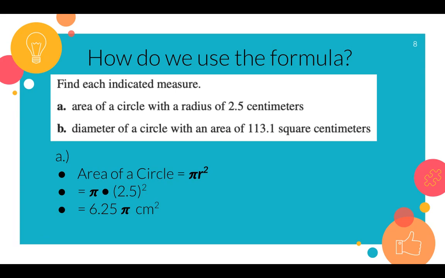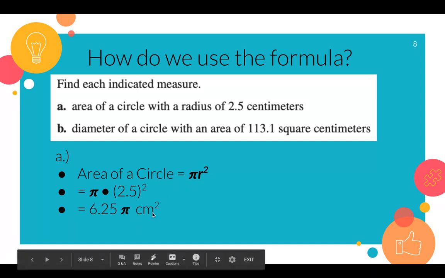I mean, sometimes the book is going to make you approximate, but in general, math teachers like it when you give exact answers. And then now I added the units at the end. Remember that area is two-dimensional, so we have squared units. So the area is centimeters squared.